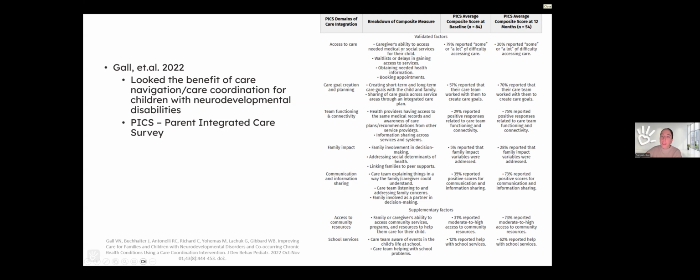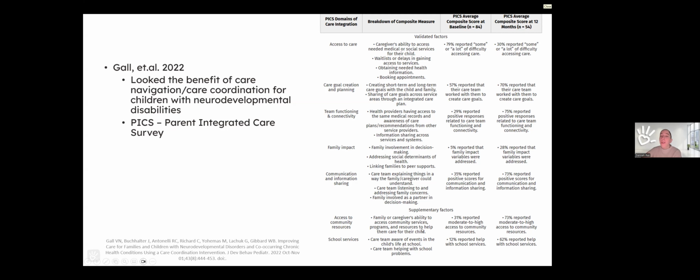With team functioning and connectivity, so health providers having access to the same medical records and awareness of plans and information sharing. 29% reported a positive response rate to care team functioning, which was up to 75% at 12 months. And then I'm going to skip over to access to community resources.